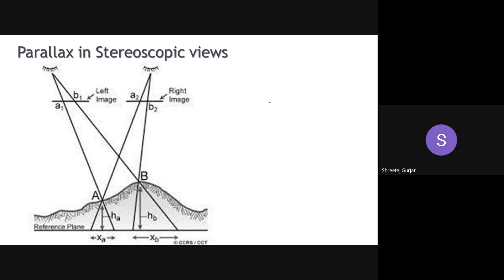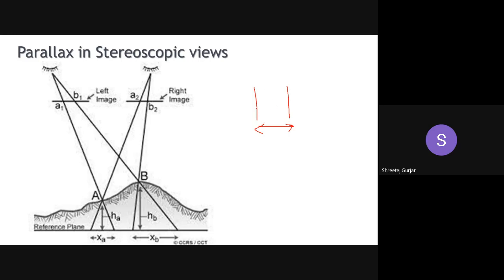So that is called parallax, the apparent shift in position of the image of the object, even though it has not moved, because you have stereoscopic vision. If you stretch your arm and hold your finger straight, and view it from your left eye and then from your right eye, you will feel that your finger has shifted position, even though it has not.